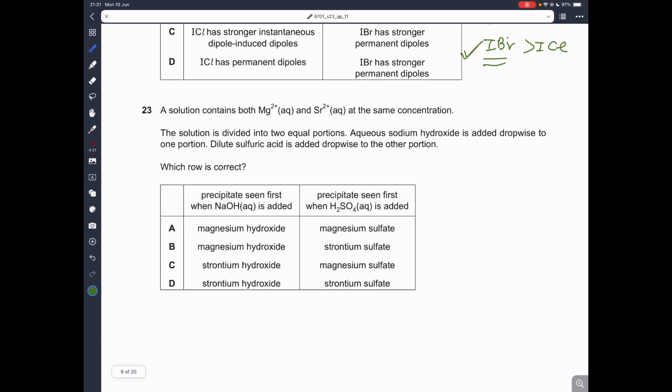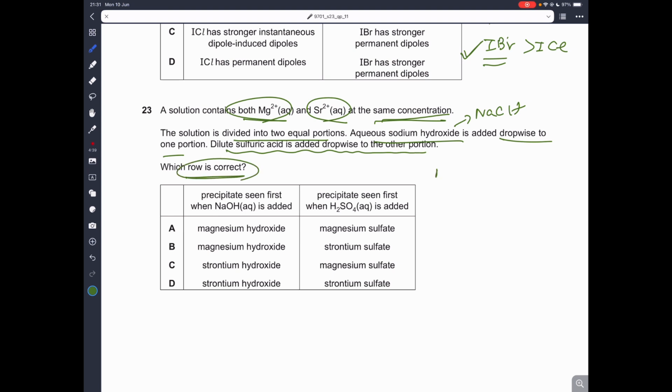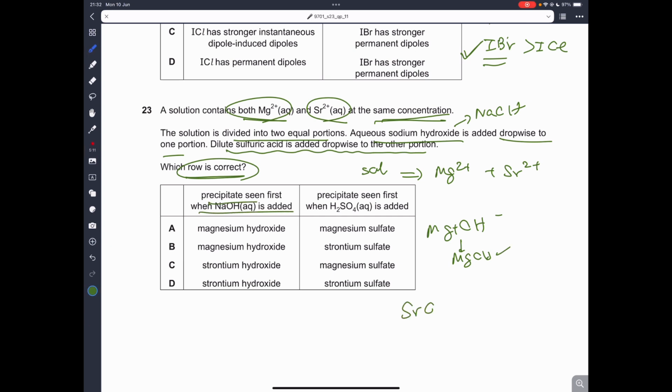Question 23. A solution contains both magnesium and strontium at the same concentration. The solution is divided into two equal portions. Aqueous sodium hydroxide is added dropwise first, and then dilute sulfuric acid is added dropwise to the other portion. Which rule is correct? Okay, so magnesium 2+ and strontium 2+, a solution contains both of these. Firstly, we're going to add sodium hydroxide, so it's going to form magnesium hydroxide with the hydroxide. The precipitate first seen when NaOH is added is magnesium hydroxide. We won't see strontium hydroxide.